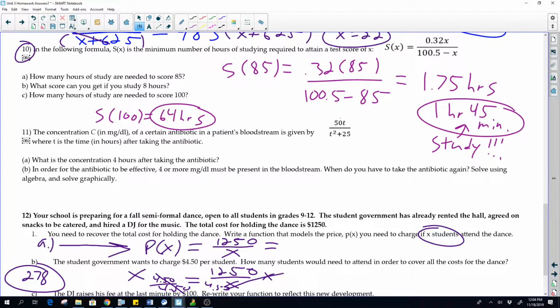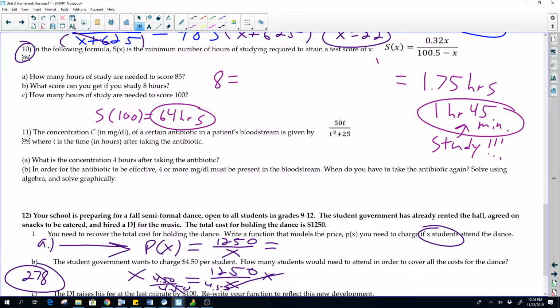Awesome. Okay, so last but not least, we're going to go ahead and take this equation now and the 0.32. And so now we're going to do part B. You will see part A and C and B on the test, so make sure you know how to do it. So what score can you get if you study for 8 hours, right? We're going to go ahead and say 8 hours is our goal. Study for 8 hours.